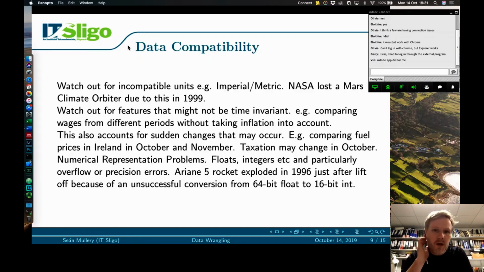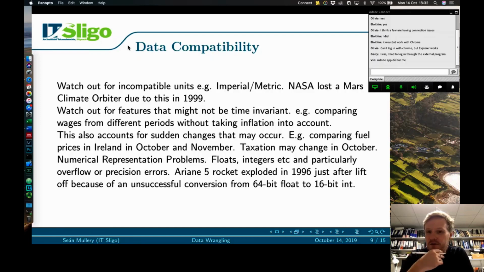Watch out for features that might not be time invariant. By time invariant, I mean that it doesn't matter when they happen, they should be the same. So, for example, if you compare wages from different periods without taking inflation into account, you can see how you're not comparing like with like. Wages are really relative to the time that they're in, as opposed to being completely invariant over those times.